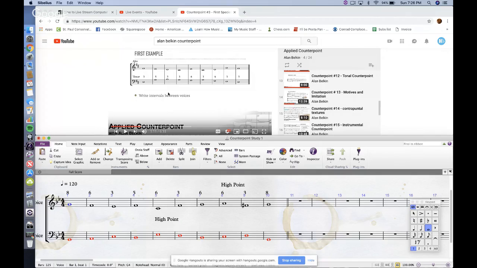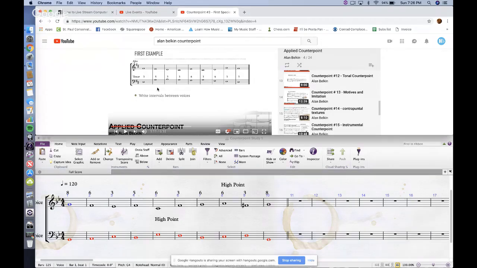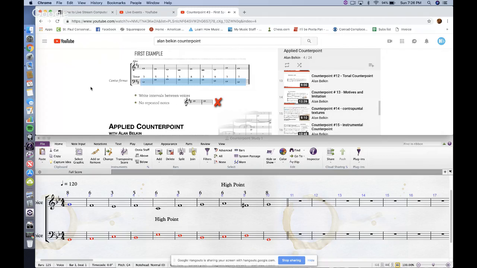Sounds okay to me. Let's hear more about what Alan has to say. I've named the intervals all as if they were within one octave. We did that. Incidentally, first species does not allow for repeated notes. There it is. The cantus here is in the lower voice.